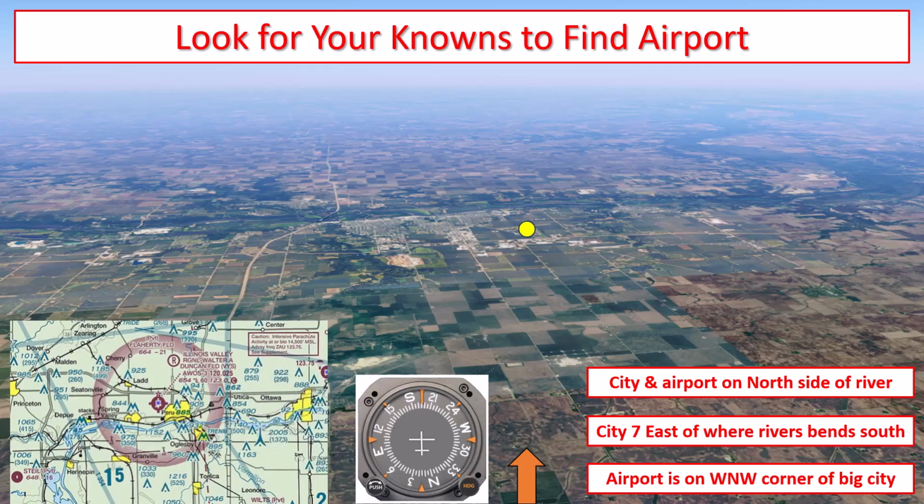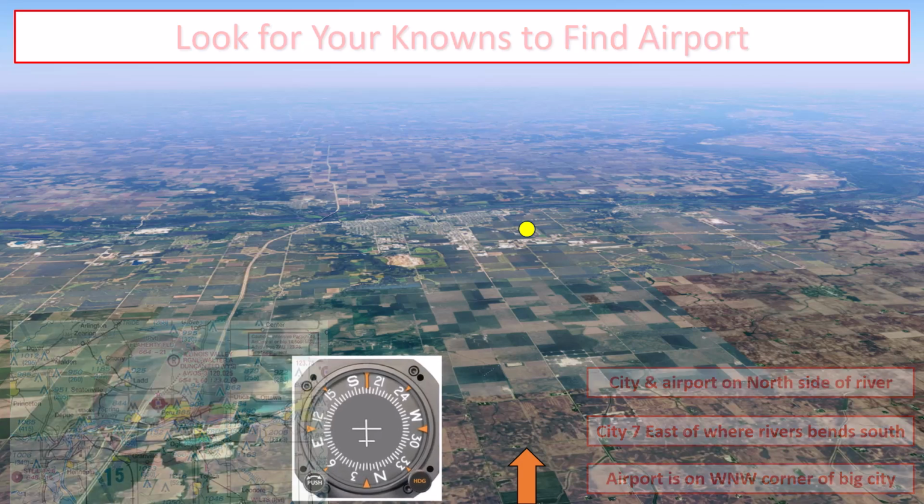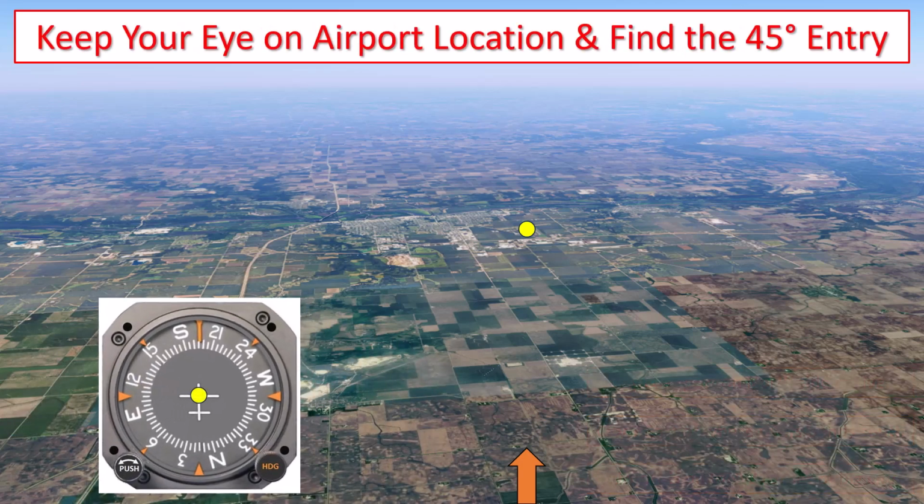So now that we know approximately where the airport is, all we have to do is keep our eye on that position. So the airport represents the center of this, just like we talked about before on the heading indicator. We're coming from this direction.